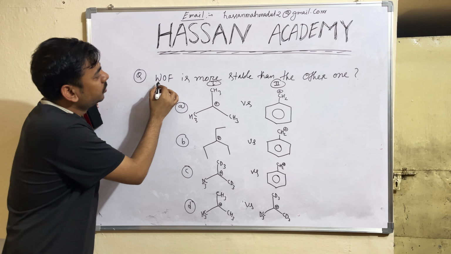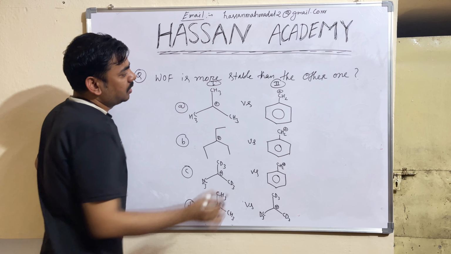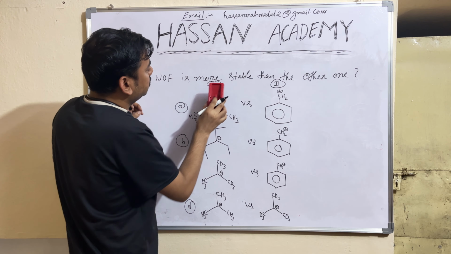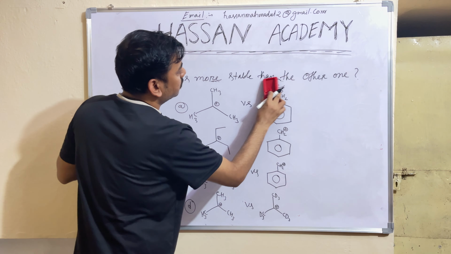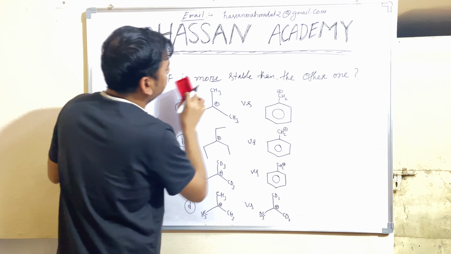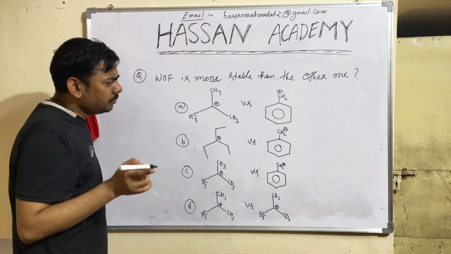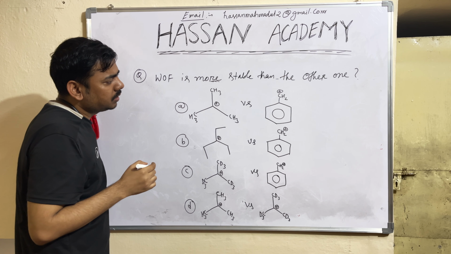Anyway, come to here. Which of the following is more stable than the other one? First, you see what they have given here. This is tertiary butyl, and this is benzyl. Between tertiary butyl and benzyl, which one is more stable? That you have to tell.